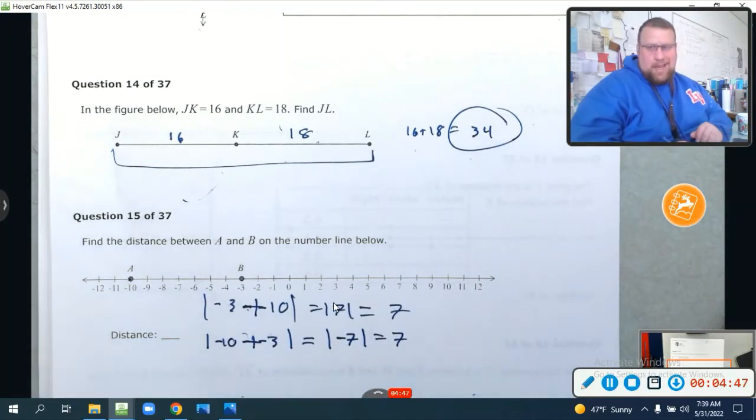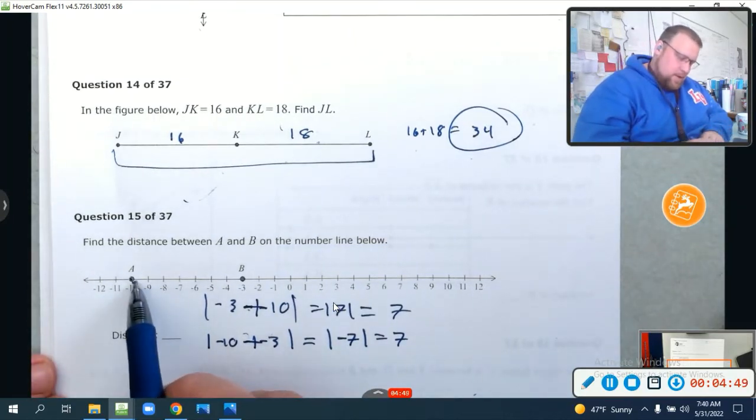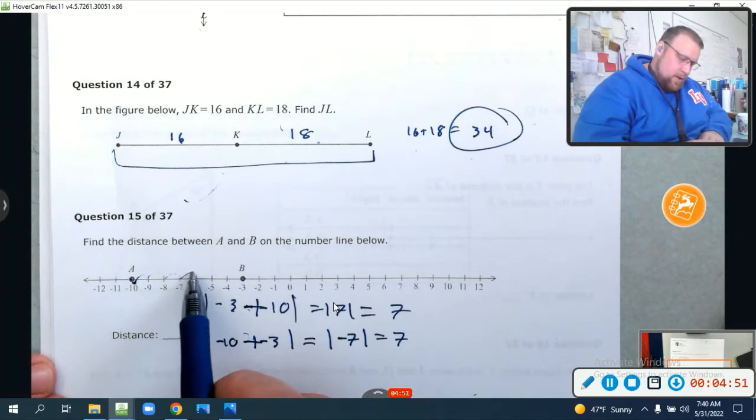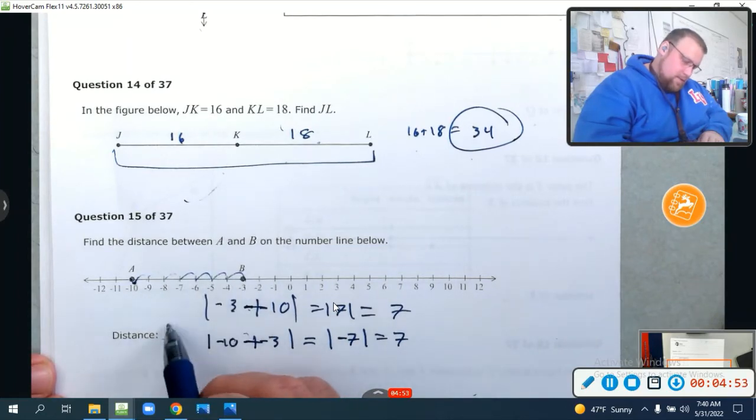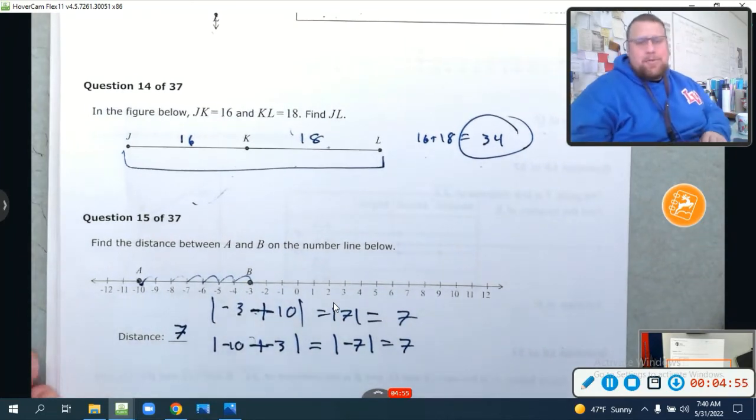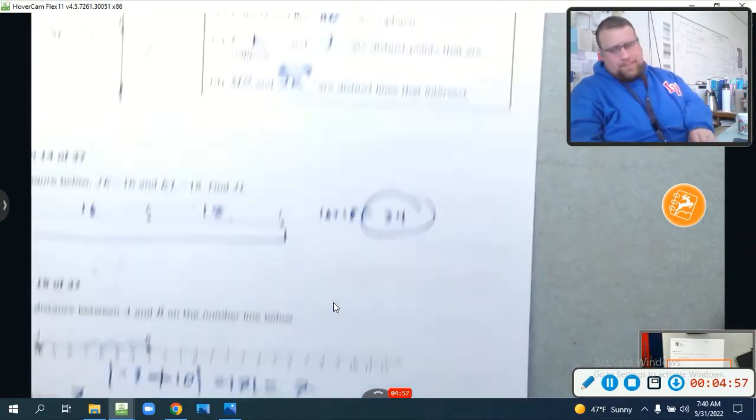Or, just saying, they give you a number line. You ready for this? 1, 2, 3, 4, 5, 6, 7. Any of those three methods will work.